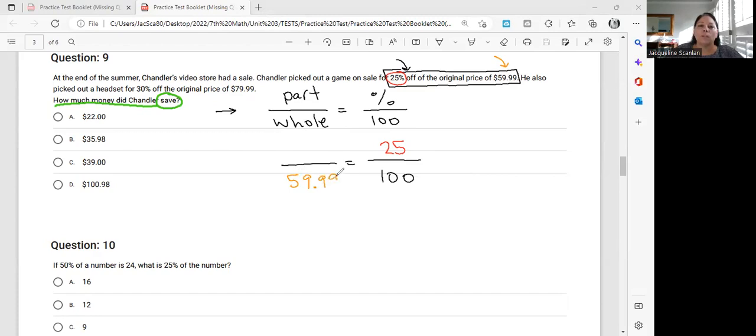I'm trying to figure out what part of it is. I'm trying to figure out what this 25% is. So that's going to be my unknown, right? So I'm going to call that X. Now I have this proportion that I can solve.